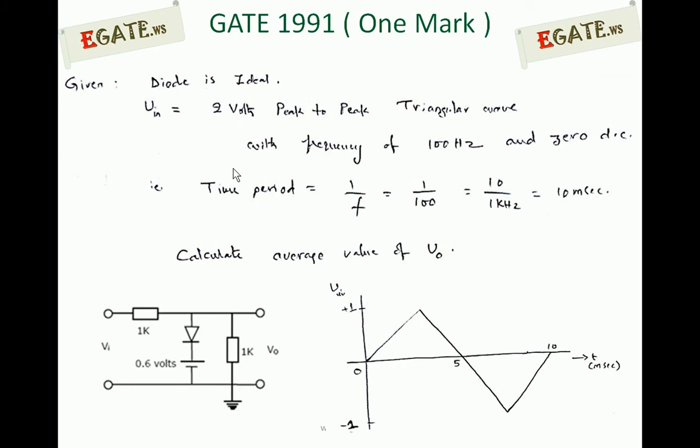This is the input waveform. The input waveform varies between +1 and -1 with a time period of 10 milliseconds. The time scale is in milliseconds, and here we are indicating 0, 5, 10. If this input waveform is applied to this circuit, then first draw the output waveform, then calculate the average value of that waveform.